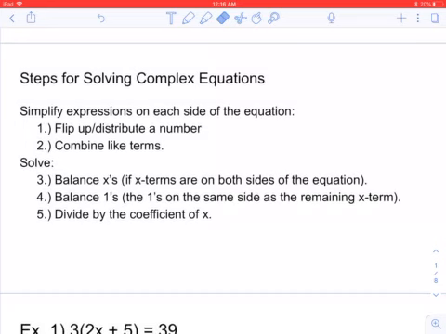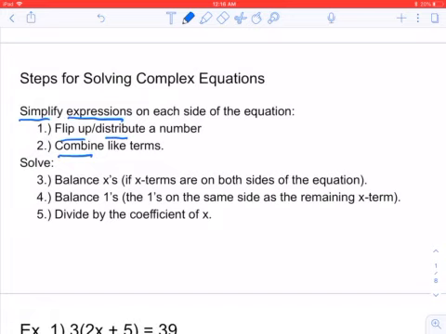So, steps for solving complex one variable equations. You're going to simplify the expressions on both sides of the equal sign first. That involves flipping up and distributing. And then second, combining like terms. Remember, you have to combine once all parentheses are gone.